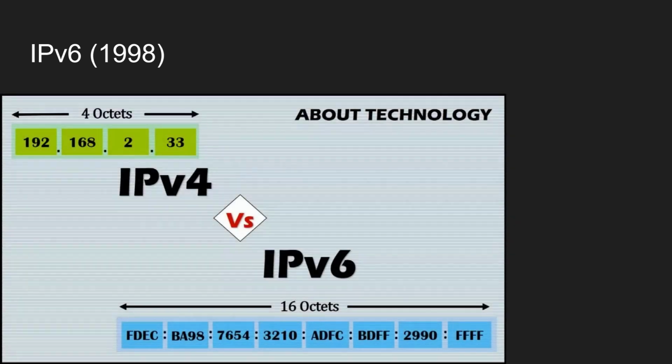In 1998, the IETF gave it another try, and they came up with the IPv6 standard. This is a much better one. As you can see here, it has 16 octets instead of 4. It uses colons instead of dots, so it can never be confused with IPv4 by any device. It uses hexadecimal numbers instead of base 10 numbers, so that you can represent a larger address space with fewer characters.